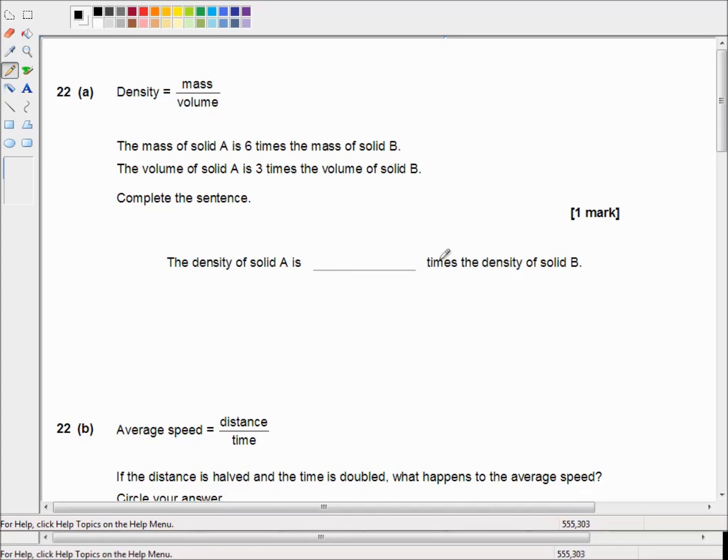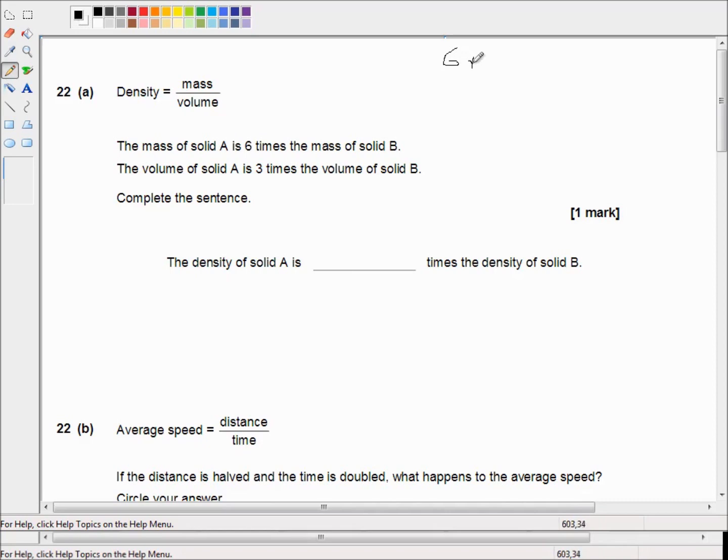Okay, this might actually look intimidating at first because you don't actually know what the mass is of solid A or B. We just know that the mass is 6 times B and the volume is 3 times, and we might be thinking, okay, we've got to look at ratios here and I'm not sure how to do this. It's not actually as difficult as it looks. All it is, the mass of solid A is 6 times B.